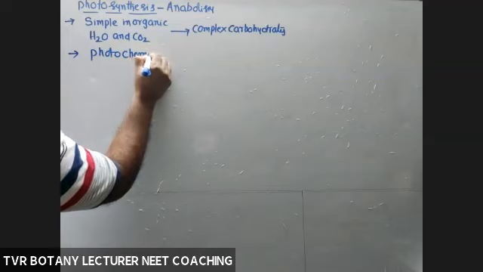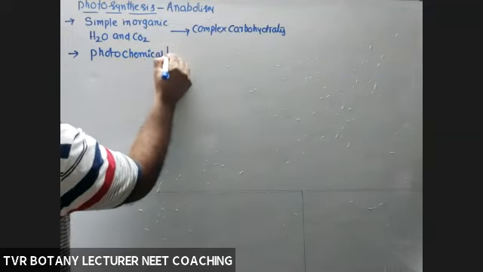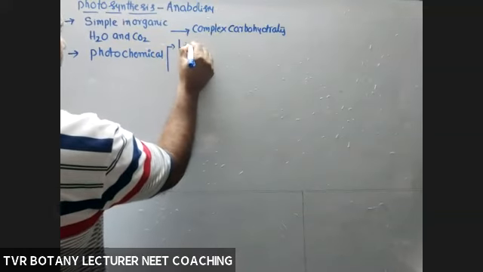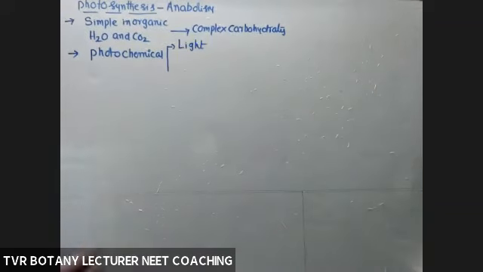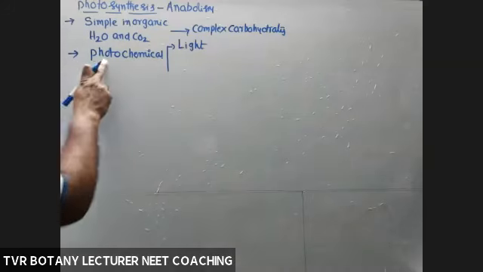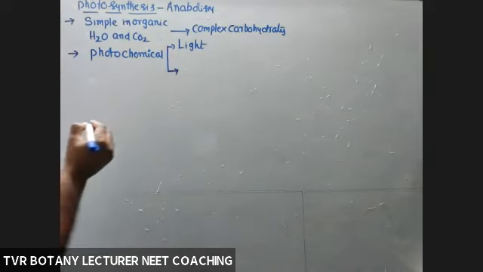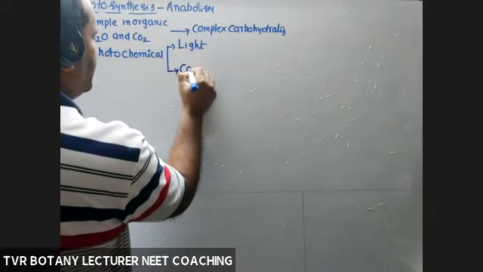Photochemical. What is this photochemical? Physical energy, light, is required. Light is the ultimate source of energy for any organism. To perform some work, energy is required. So definitely that energy is coming from sunlight only. So photochemical: photo, light, and chemical. What are the chemicals produced? Here, carbohydrates.